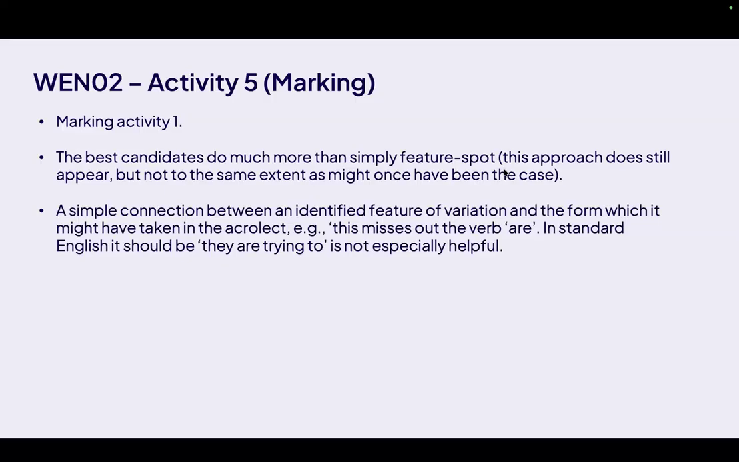So, a simple connection between an identified feature, a variation, and the form which it might have taken in the acrolect. For example, this misses out the verb are. Yet they're stating something great, but they're not actually explaining or analysing or evaluating as they would need to do on the mark scheme. In standard English, it should be they are trying to. This isn't especially helpful. They have to say what. They have to go into more depth, obviously.